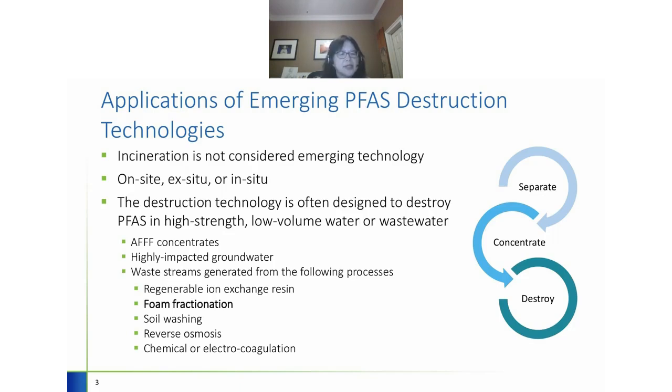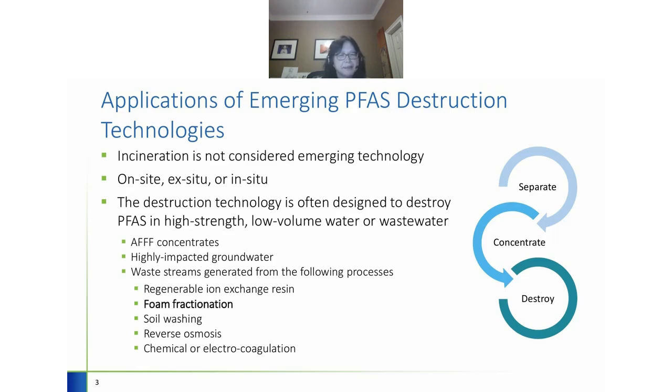Right now, there are some PFAS removal technologies that can generate a high concentration and low volume PFAS waste stream. Those technologies include regenerable ion exchange resin, foam fractionation, soil washing, reverse osmosis, and chemical and electrochemical coagulation processes. These technologies are great candidates to couple with destruction technologies.